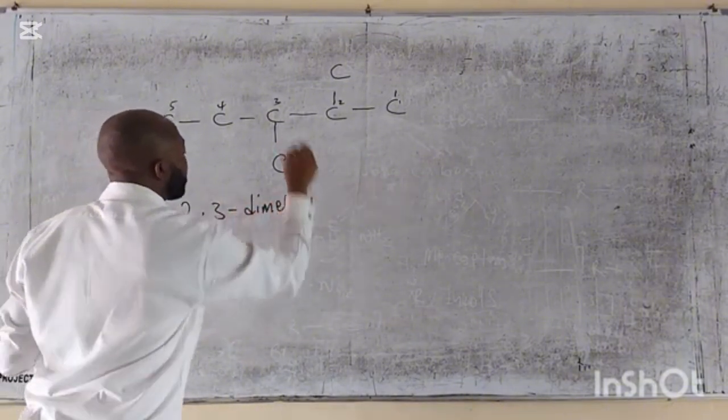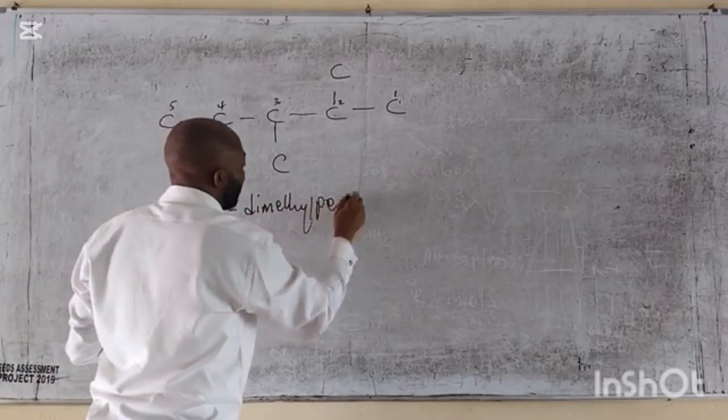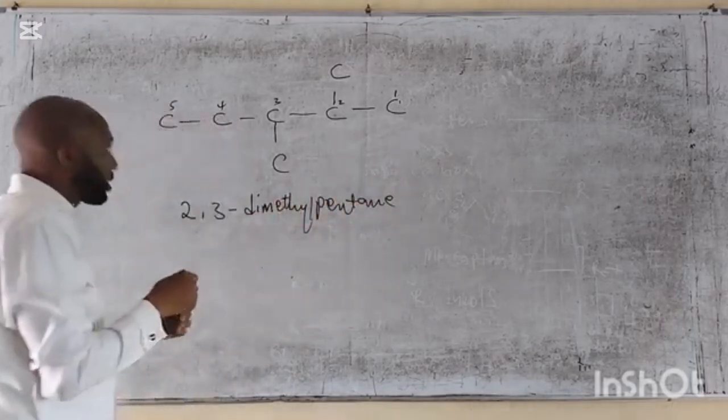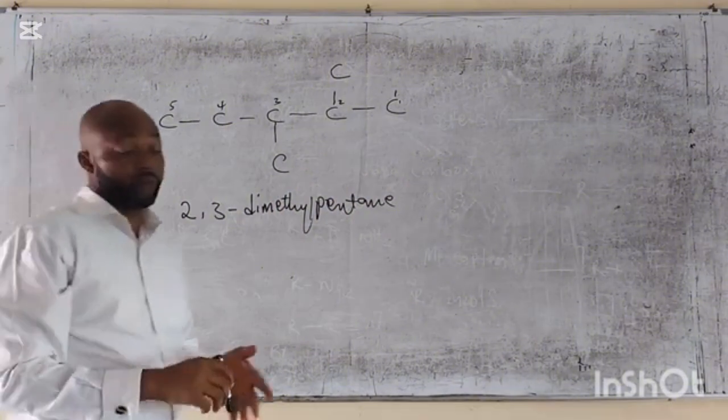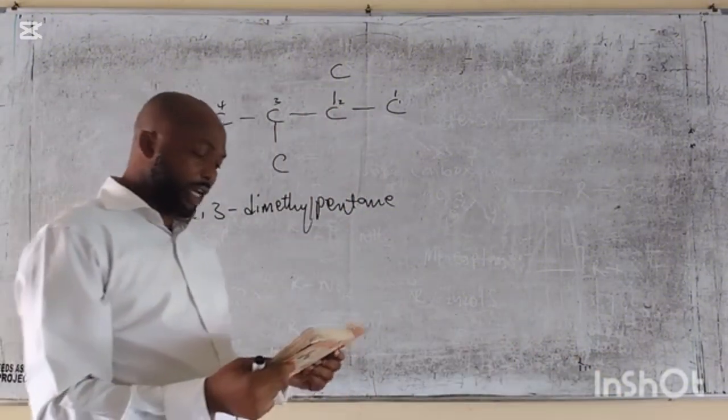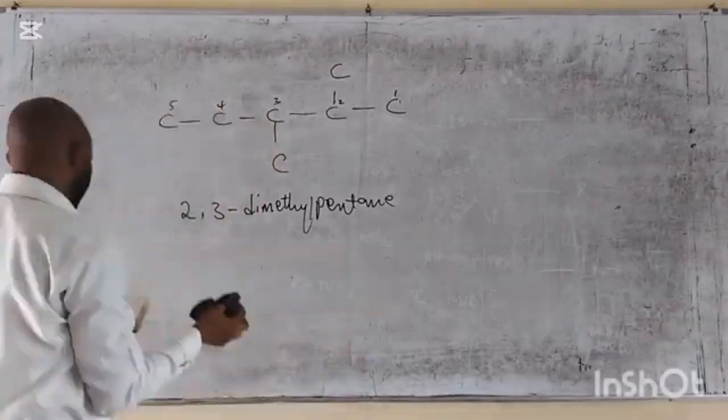So now we can put it down by saying 2,3-dimethylpentane. So this is our first structure. We're going to get more. Alright, let's take the second one.